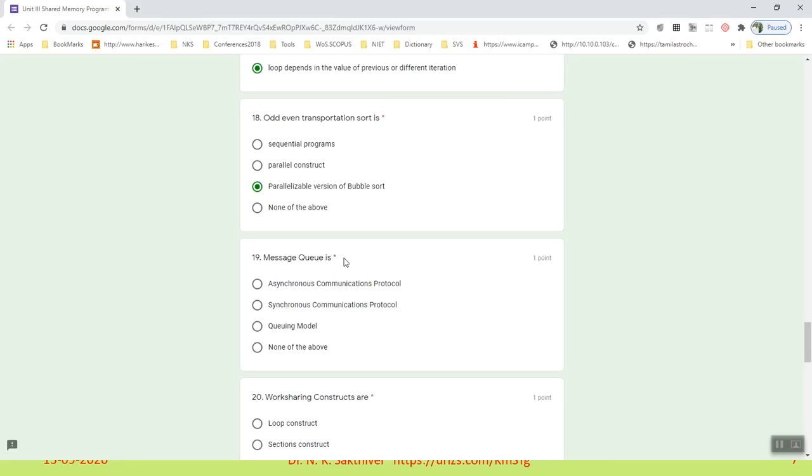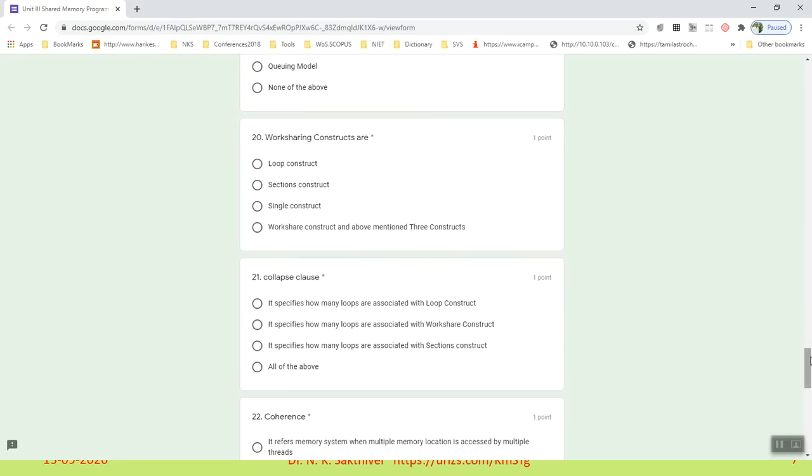That means it is like mail. I am sending a mail to you, and at the same time you need not collect it. My data will be stored in your mailbox, and whenever you are free, you can see your mail. So that is why message queuing is an asynchronous communication protocol. 20th. Work sharing constructs.